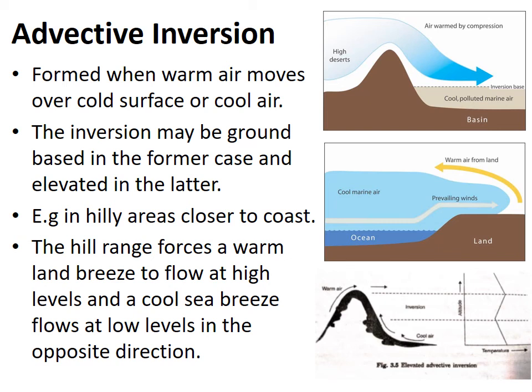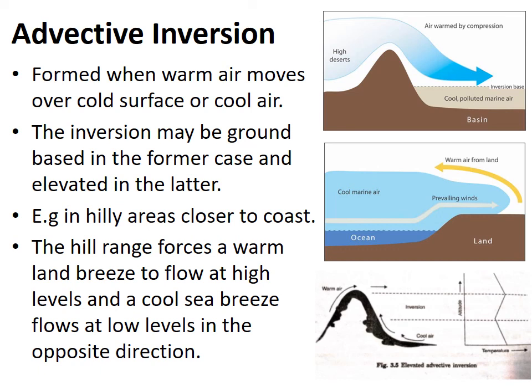Another example you can see from the second figure: there is warm air from the land moving towards the ocean, and there is cool marine air in the form of wind moving towards the coast. The warmer air is at a higher elevation as compared to the cool marine air. So again, this is a case of advective inversion. So the inversion may be ground based in the former case and elevated in the latter case.